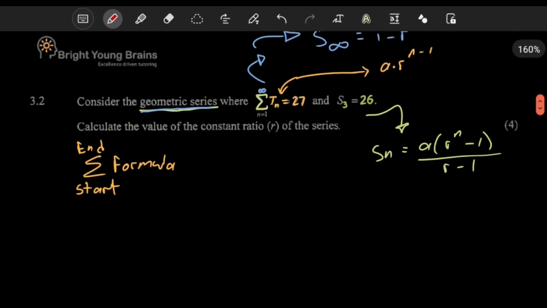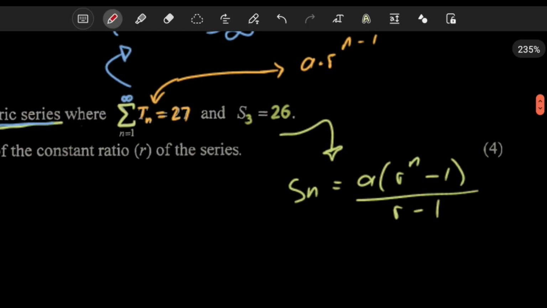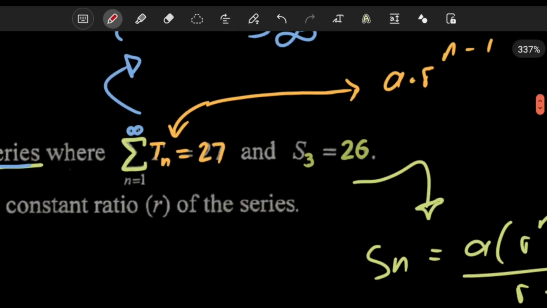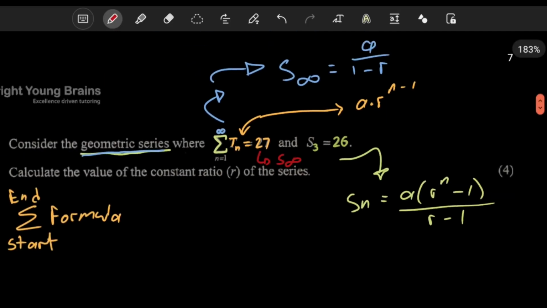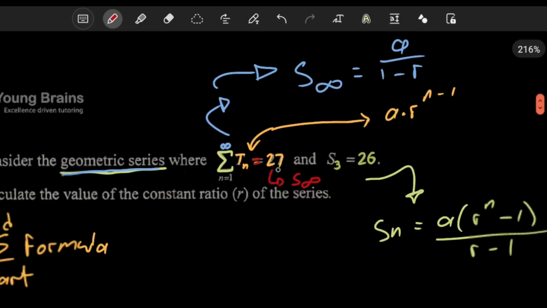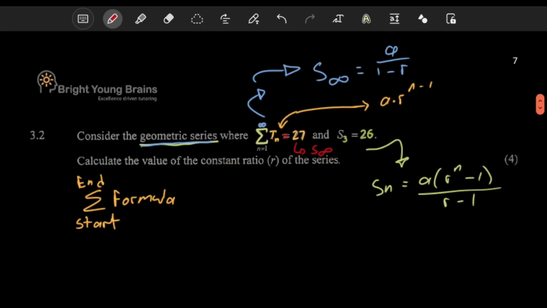Getting R, what you want to think to yourself is, okay, in our two formulas, right? The funny thing is here, this 27 is technically our sum to infinity, because if you look, this is literally saying in a sequence, if you add values starting from the first one all the way to infinity, you are going to get 27. That's why this 27 is our sum to infinity.